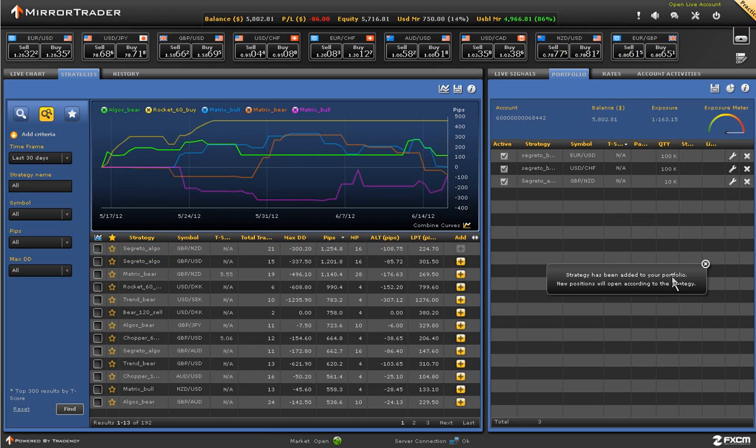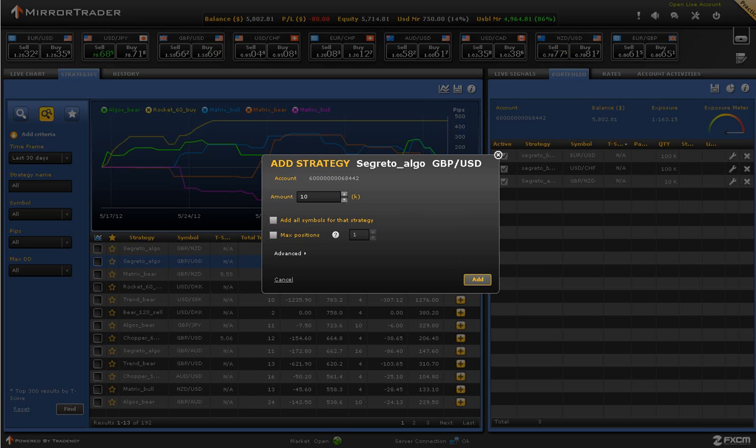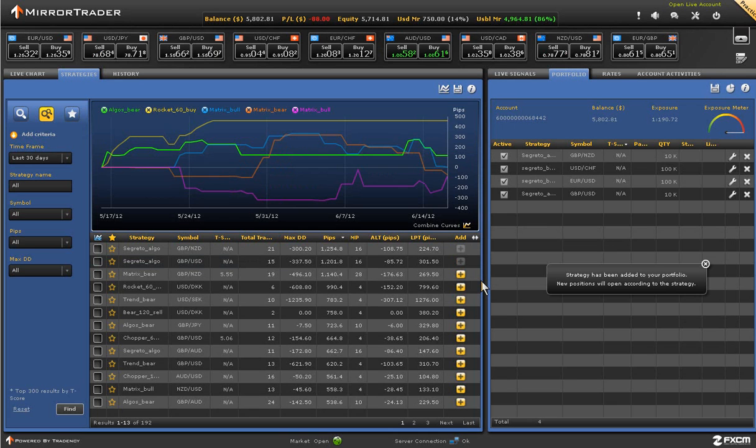Strategy has been added to your portfolio. New positions will open when it takes a trade. And we'll add another couple as well. We'll add Great Britain and the US dollar. We'll add that one as well. And let's use this one as well. I like this one. We'll add this one right here.